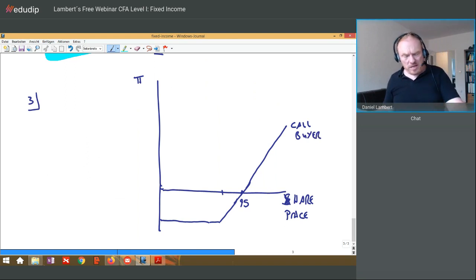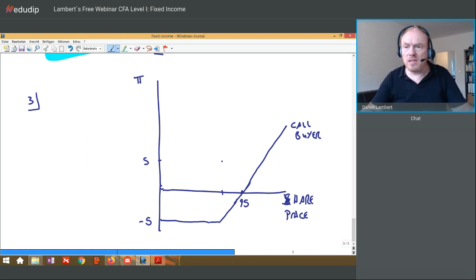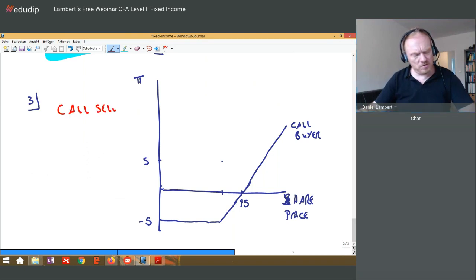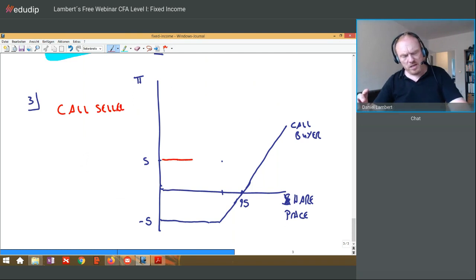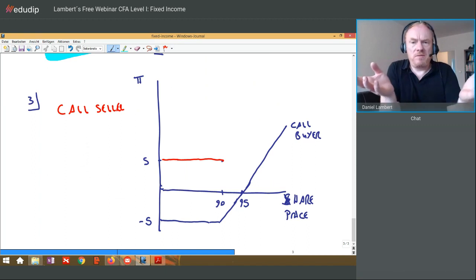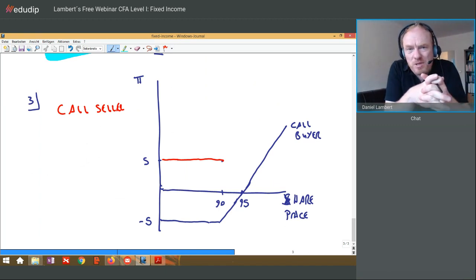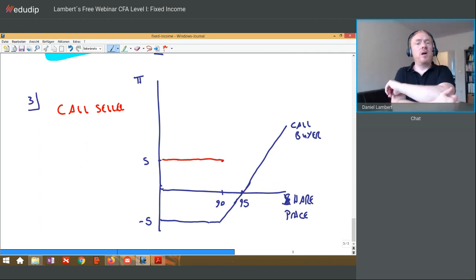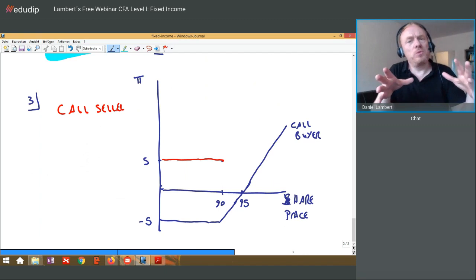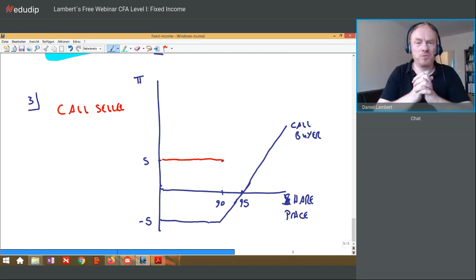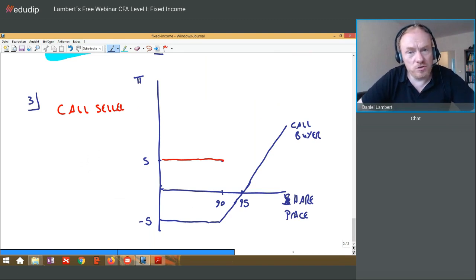Now the call seller has a different profile. Here we have -5, here we have +5. And the answer is this. The call seller sees the following: if the call buyer doesn't do anything, with an actual price at expiration of say 40 or 50 or 60, the call buyer wouldn't do anything because he has the right to buy something at 90, which is even higher than 50 or 40 or 60. But the call seller sold the right for a price of 5. So once the call buyer doesn't do anything, the call seller just has the profit of 5.